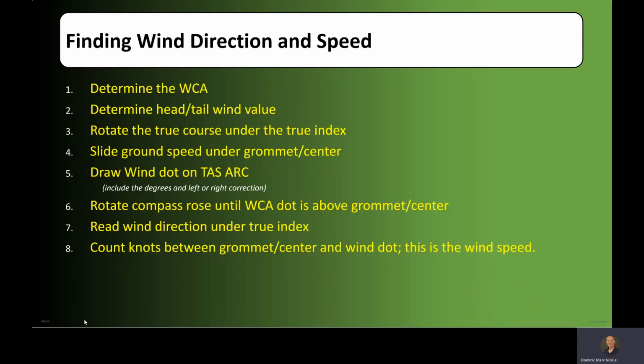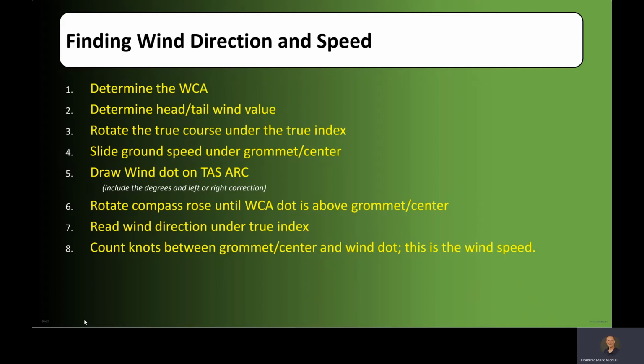Finding wind direction and speed. I'm going to give you the instructions. Since a lot of you are using the manual flight computer, you need to know these instructions ahead of time. We're going to go over some problems because the FAA is going to give you an airplane that's been flying on a certain true course and using a certain true heading at a certain ground speed and certain true airspeed, and they're going to ask, what is the wind direction and wind speed?